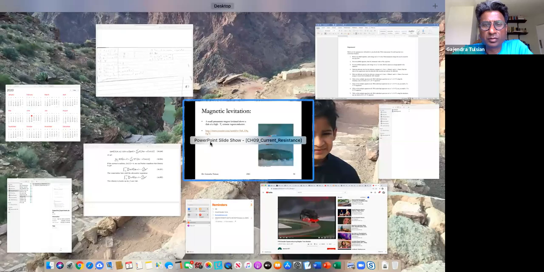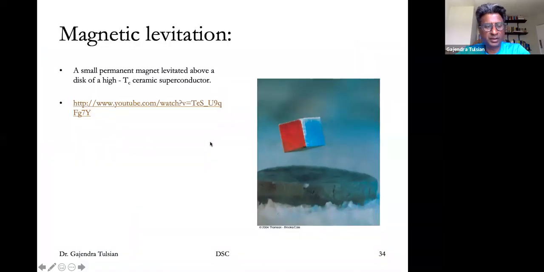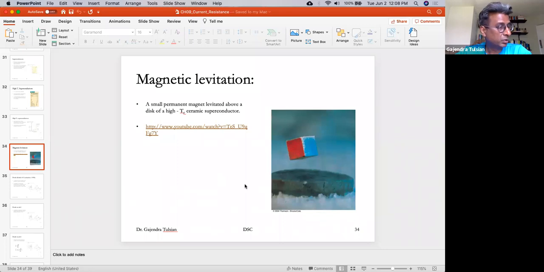All right, so that was superconductivity in action. In China, in Shanghai, there's been a maglev train operating since 2004, I believe. So anyway, check out the video, and you can find many such videos on YouTube.